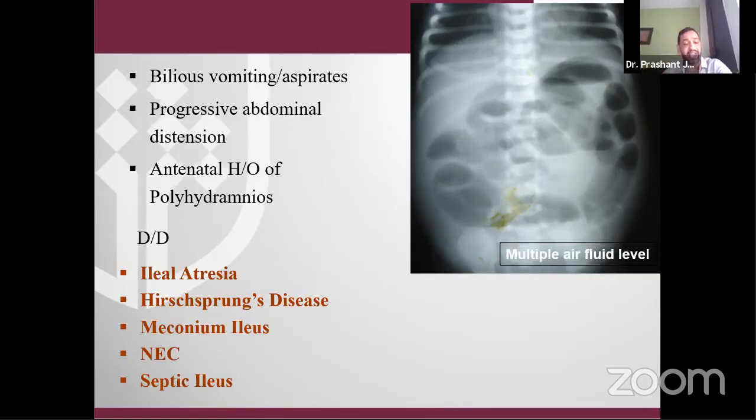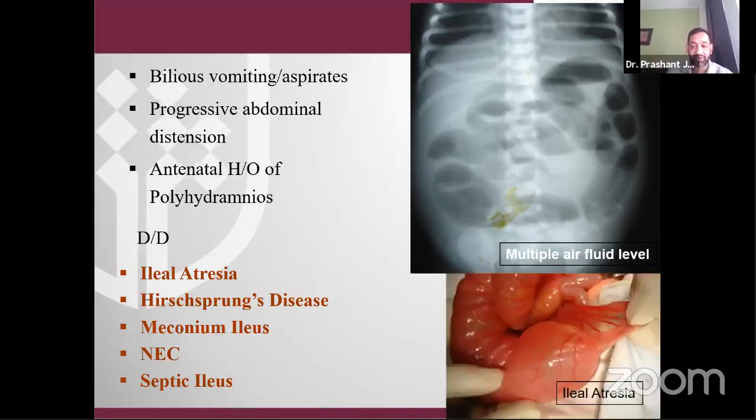So making a diagnosis in such a scenario can sometimes be very tricky, and you might require further studies in the form of contrast studies to confirm the diagnosis. I will be coming to that point later on. This child was found to have ileal atresia, and you can see the proximal dilated ileum, and this is the area of the ileal atresia and the collapsed distal bowel loops.